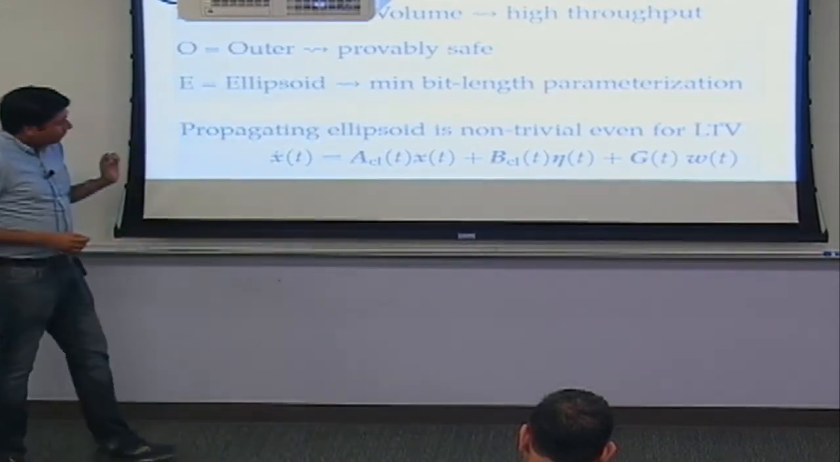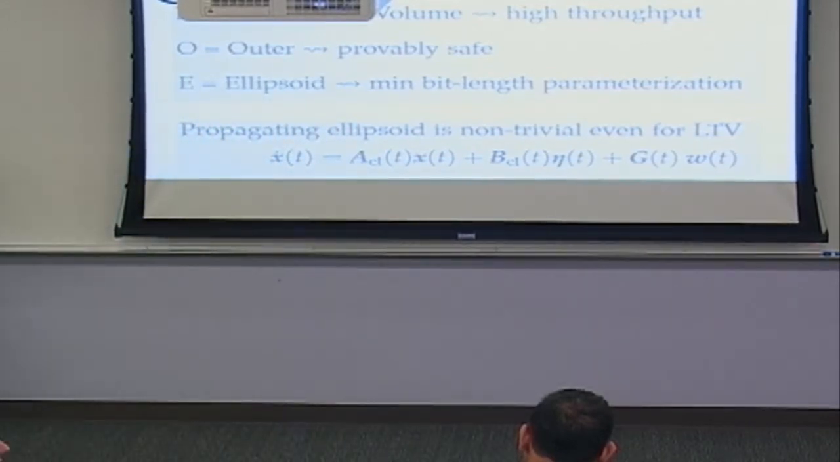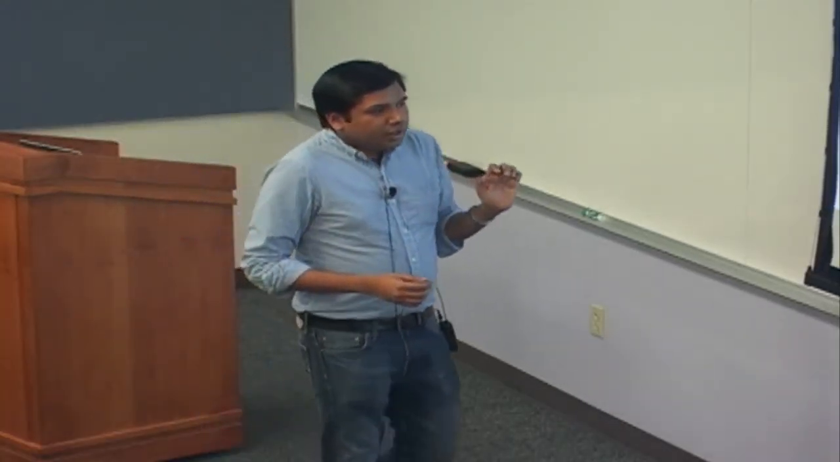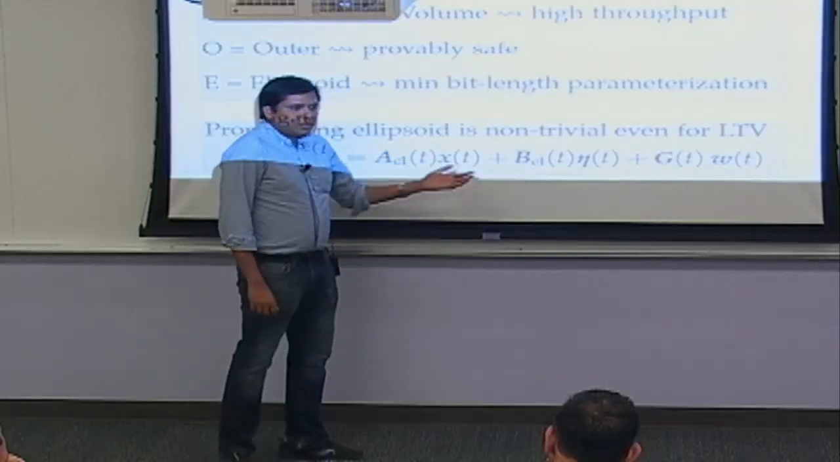Okay. So this is easier for an LTI system, the propagating ellipsoids. If you do not have any control or any wind, the ellipsoid remains an ellipsoid, of course, even for LTV, right? It could be a time varying ellipsoid. But if you have this, then it doesn't remain an ellipsoid, even for LTI.